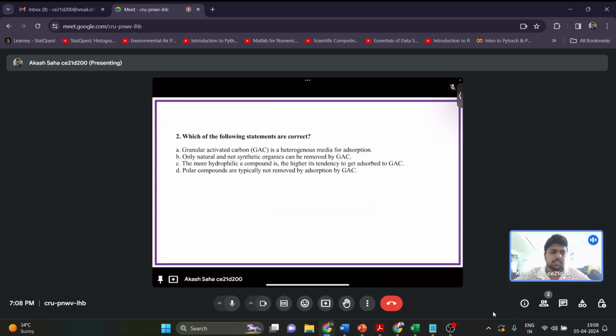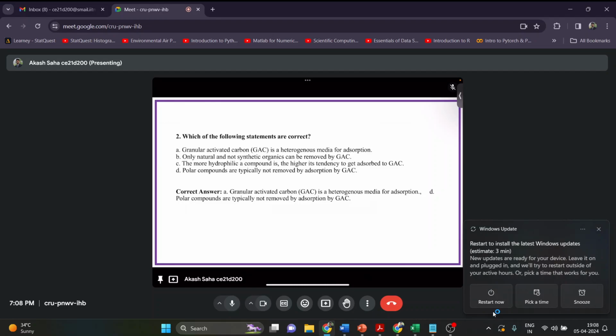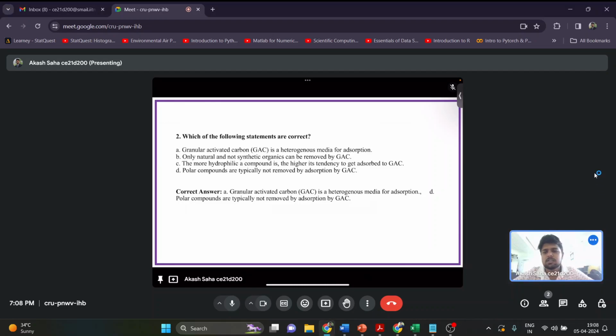Okay, so let's see what is the solution. The correct answer is option A and option D. So why is that? Option A says that it is a heterogeneous media for absorption. It's a well-known fact that GAC is a heterogeneous media, not a homogeneous media. So option A would definitely be correct.